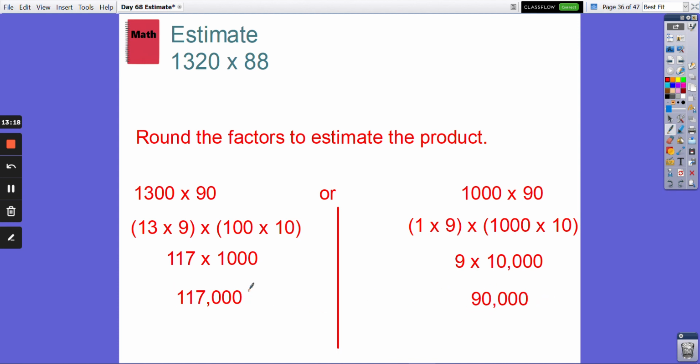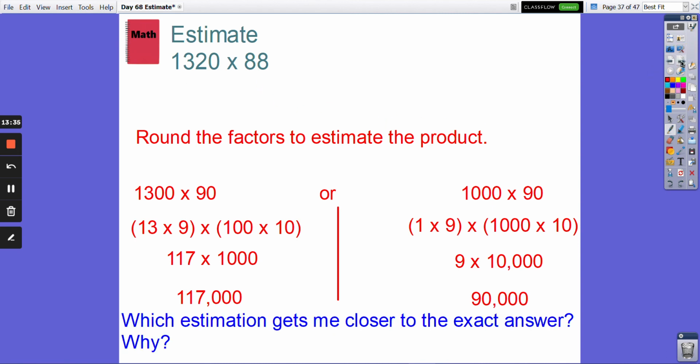Right? But we know that because this number was closer to the original factor, my estimated product is much closer to the actual product if I were to solve these numbers. Okay? Alrighty. Which estimation gets me closer to the exact answer? Again, that would be this one because it's closer to the original factor.